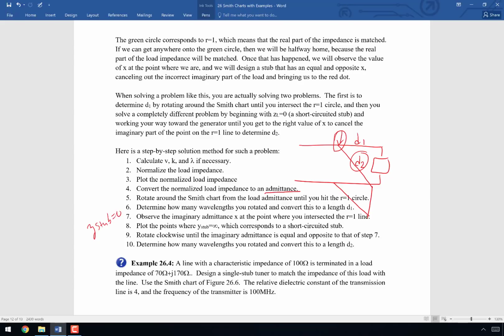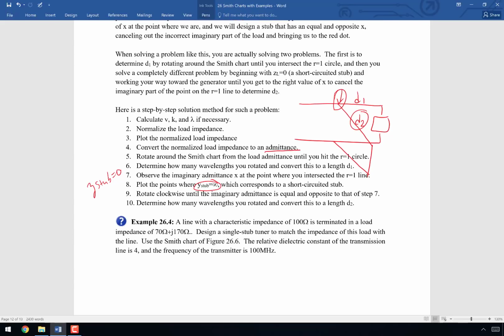Remember that we're starting with a short-circuited stub. So y stub equals infinity corresponds to z stub equals 0. Then we rotate clockwise on that line until the imaginary admittance is equal and opposite to the one that we found in step 7. And we determine how many wavelengths we rotated and convert that to a length D2. All of that probably doesn't make sense right now, but I hope that it'll make sense after we've done the example. So let's do an example.